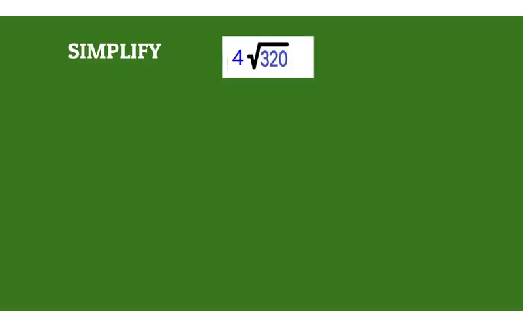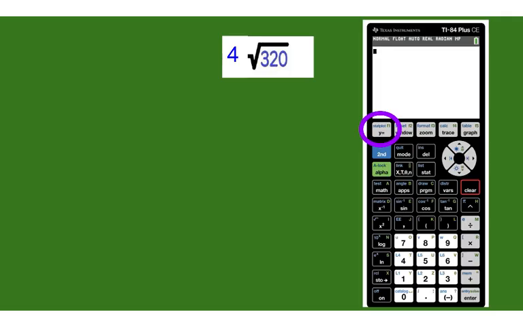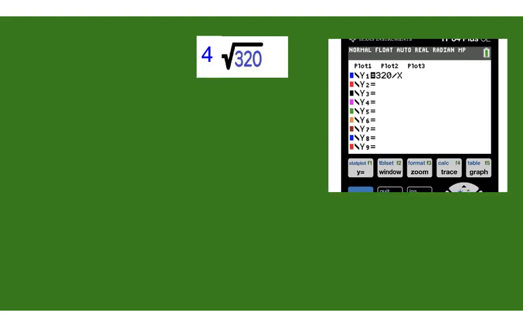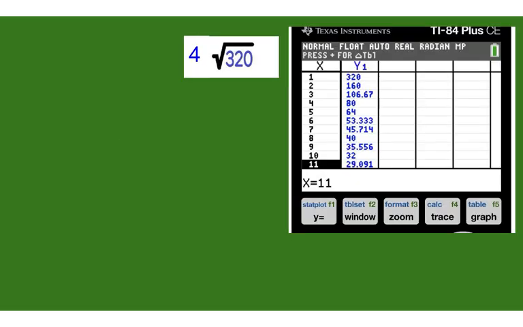Let's do one more. Here we have 4 times the radical 320. So what's the first thing we're going to do? Well, we've got to break that 320 into its factors. We start by pressing Y=, which will give us the ability to input our equation, which is going to be y equals 320 divided by x. We'll press second and then table to get our list of factors.